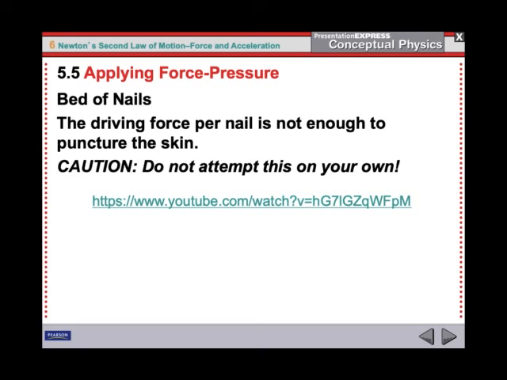So when you watch this video, don't attempt this on your own. I have to tell you that, because otherwise craziness ensues, and I don't want anybody to get hurt from physics.